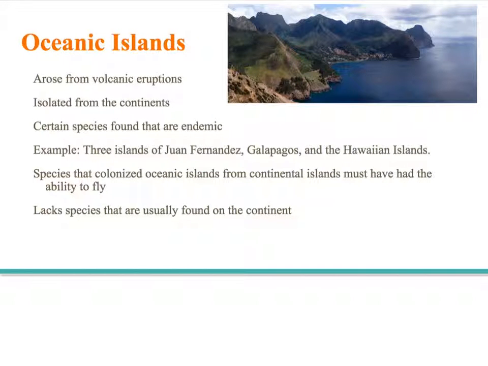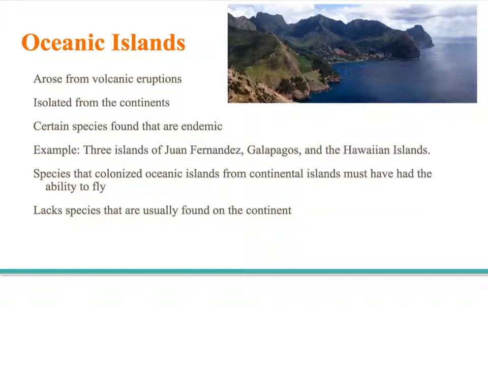There are two types of ecosystems that we must pay close attention to when analyzing biogeographic patterns. There are oceanic islands and continental islands. But for now, let's take a look at oceanic islands first. Oceanic islands arose from volcanic eruptions, which are cool. These islands are isolated from any nearby continent.